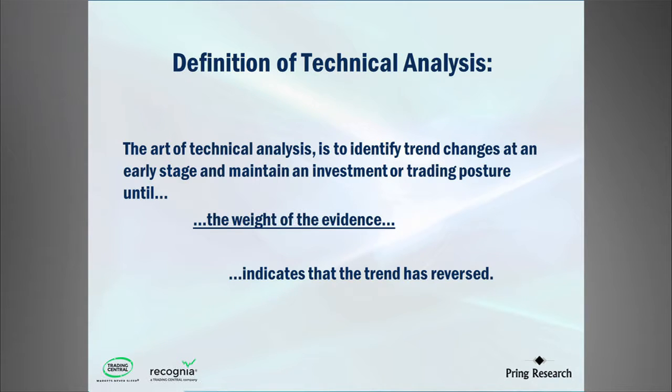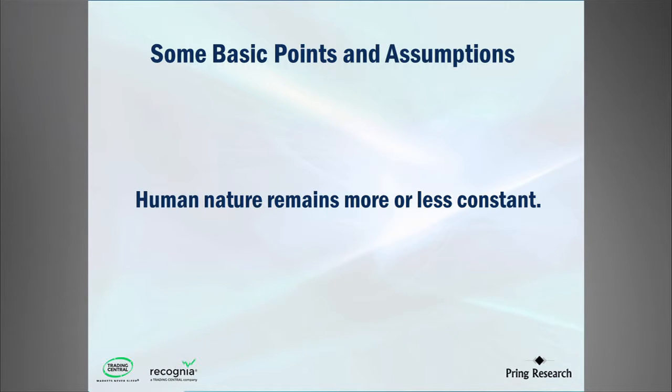Technical analysis works because prices are determined by psychology, and psychology moves in trends. Fortunately for us technicians, human nature remains more or less constant and tends to react to similar situations in consistent ways. By studying the nature of previous market turning points, it's possible to develop some characteristics that can help to identify market tops and bottoms.